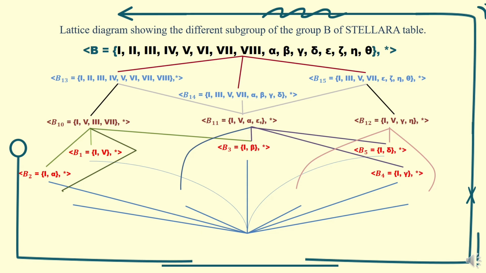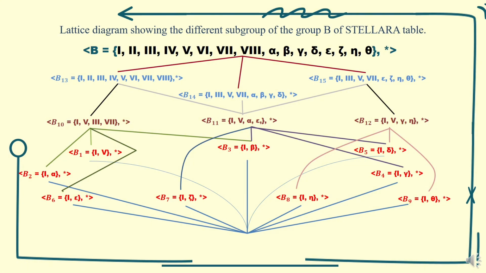So we have 9 subgroups that contain 2 elements in this table. We have B1 is equal to the set of 1, 5 under the binary operation star is a proper subgroup. We have the set of Roman numeral 1 and alpha under the binary operation star is a proper subgroup. Next, the set of 1 and beta under the binary operation star is a proper subgroup.